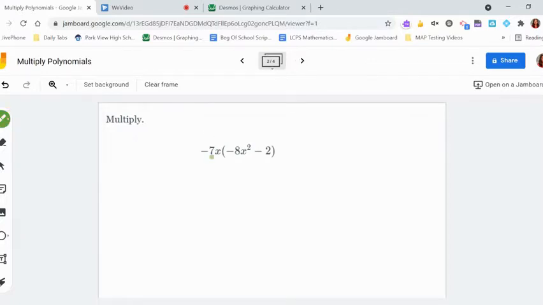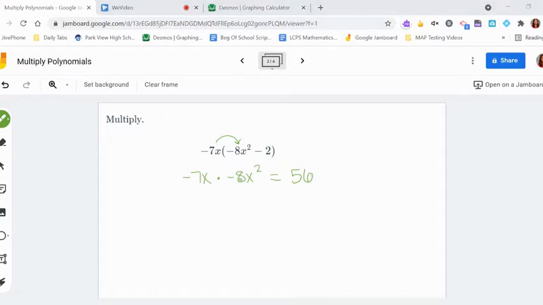Now this time I have a -7x. It's going to be the same idea, okay? But now this time I have an x here. So I'm going to write it like this, -7x times -8x squared, just so we can see what math I'm doing here. I'm not going to do this one in my head like I did the other one. So I'm going to multiply the numbers. -7 times -8 is 56. It's a positive number when you multiply two negatives together.